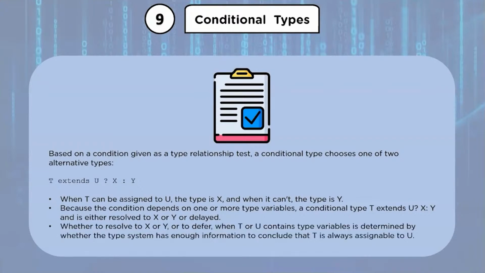Whether to resolve to X or Y, or to defer when T or U contains type variables, is determined by whether the type system has enough information to conclude that T is always assignable to U. In conditional types, we also have distributive conditional types. That is a conditional type in which the checked type is a bare type parameter. During instantiation, distributive conditional types are automatically distributed over union types.